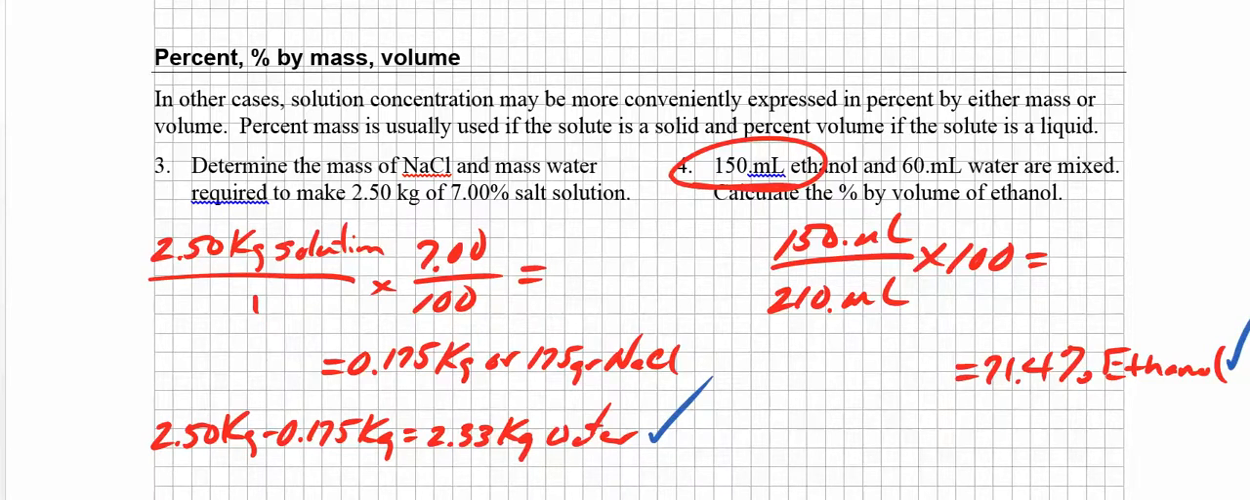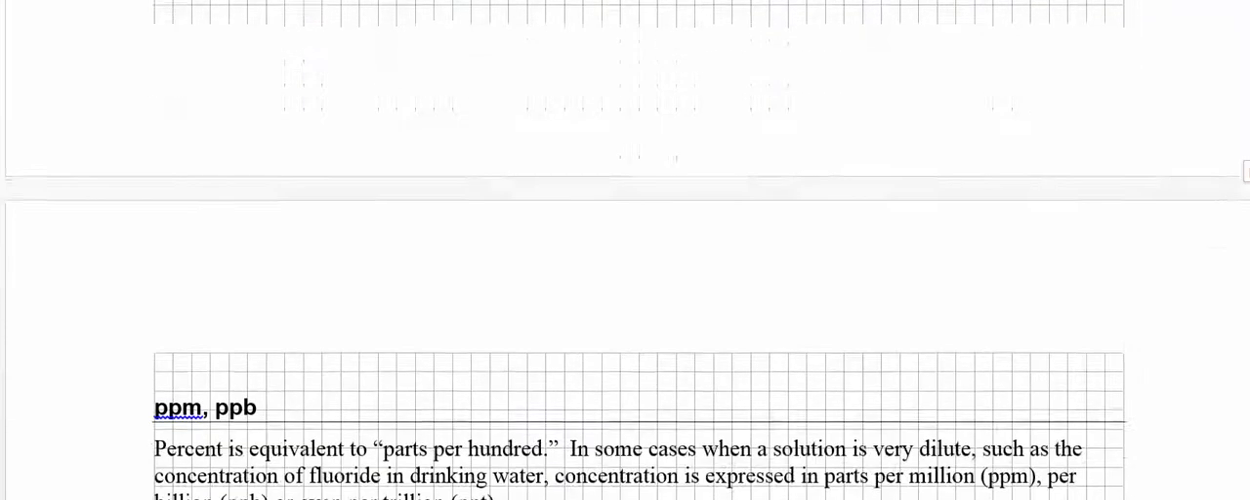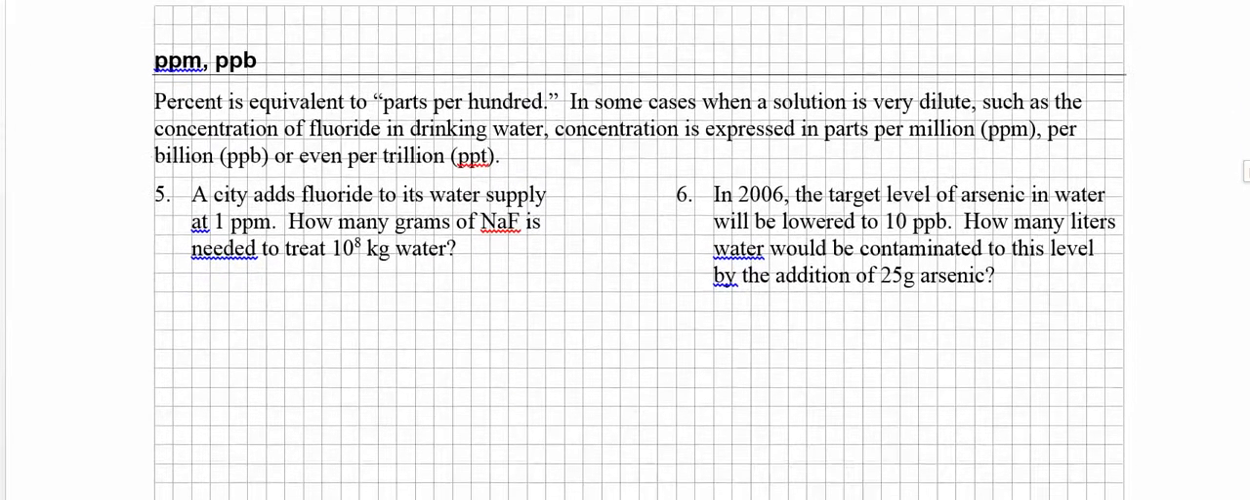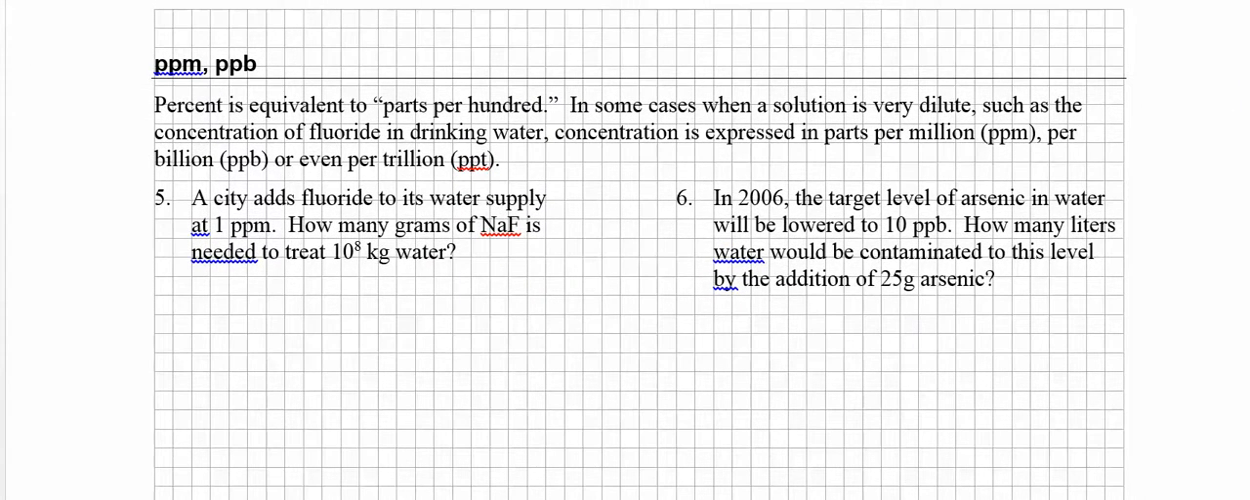That'll do it for the last one for me. And I think the last two we'll save for later. Parts per million and parts per billion are really not that important for right now. So we're going to save those for a little bit later in the year.